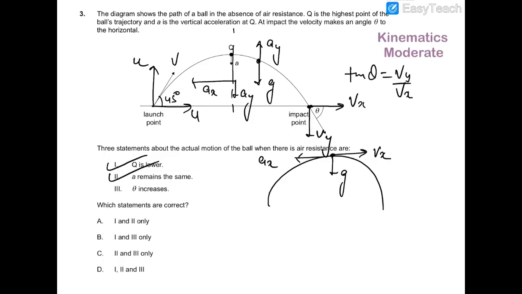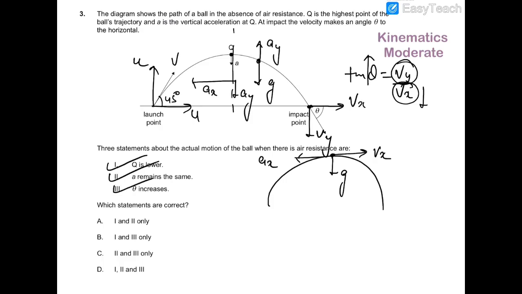Now, we can easily say that both of them will decrease as compared to the previous case, but the decrement in Vx will be more as compared to Vy, because Vy is being accelerated by g and retarded by Ay, and Vx is continuously retarded by Ax. There is no accelerating force in the x direction. So Vx will decrease more, and therefore the angle theta with which it reaches the ground would increase. So this is also correct.